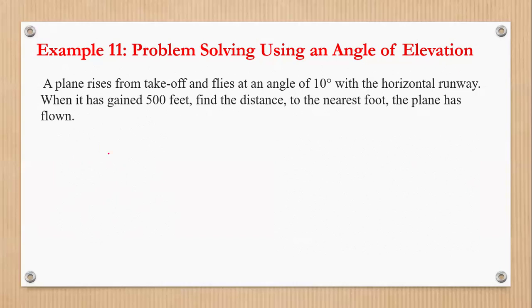So I try to create a picture. If that's the ground, that's the takeoff point. It says the plane rises from the takeoff point and flies at an angle of 10 degrees. And when it has gained 500 feet, so that means when it's up 500 feet from the floor, find the distance that the plane has flown. That means find this.